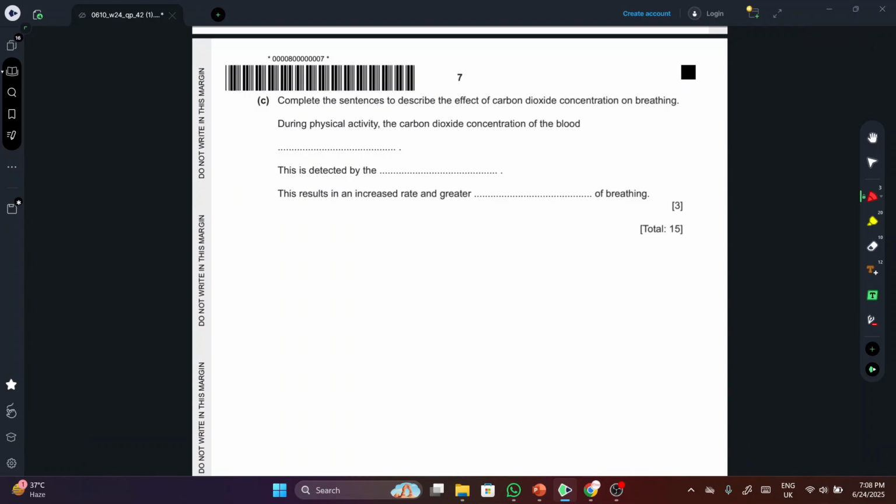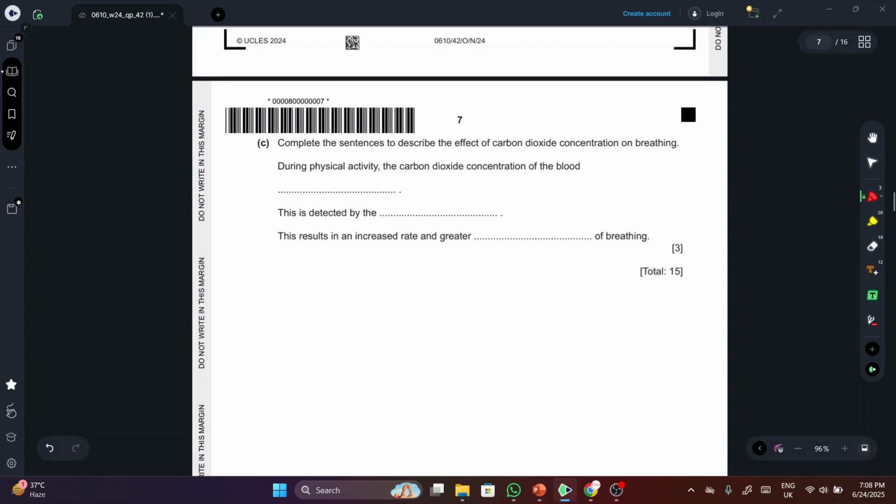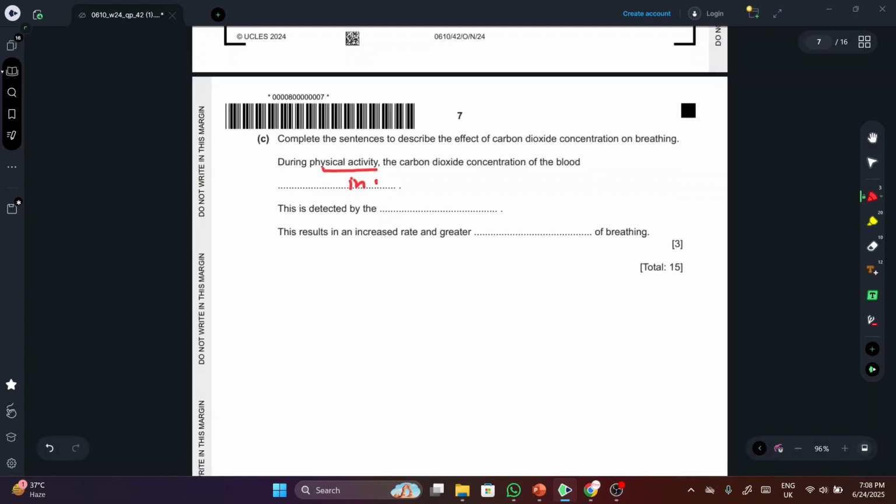During the physical activity, the carbon dioxide concentration of the blood. So when we have a physical activity, meaning more respiration, more muscle contraction, the CO2 level will always increase. And it is detected by which part of the body? Brain. Brain is that part of the body which detects it. And then increase rate and greater depth of breathing.